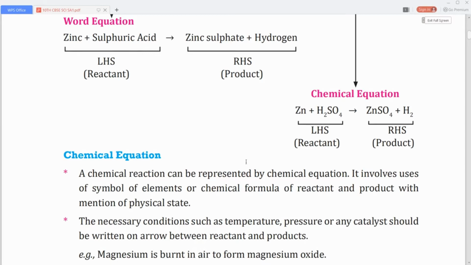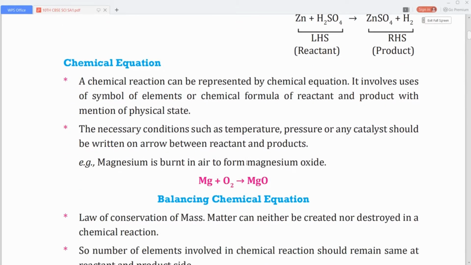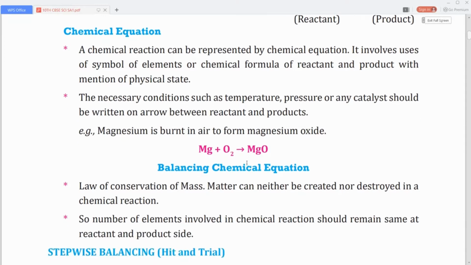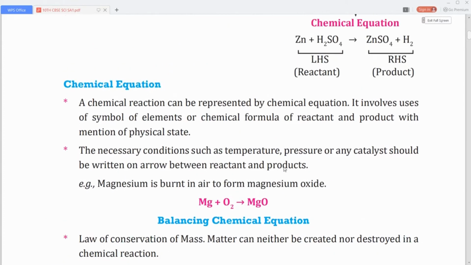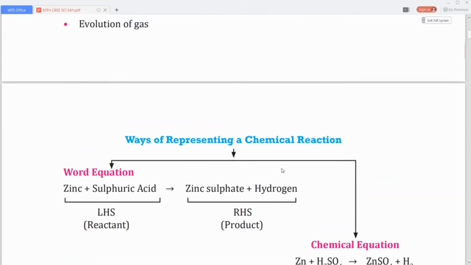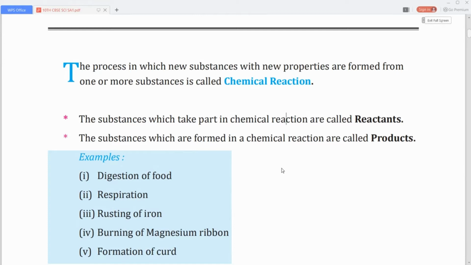So at last, balancing the chemical equation is most important, so we cannot do it directly. First of all, we have to understand the symbols, state, condition. Again we repeat today's topic, that is we have taken today chemical reaction.